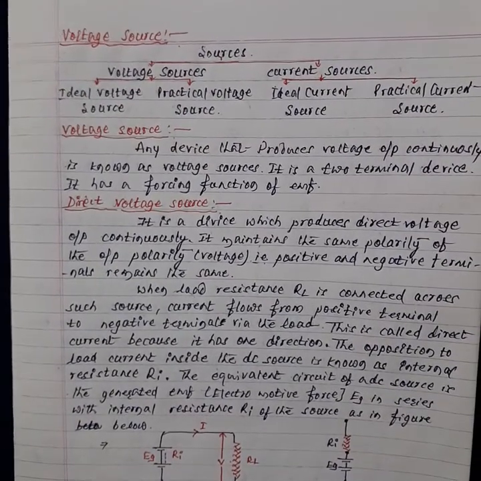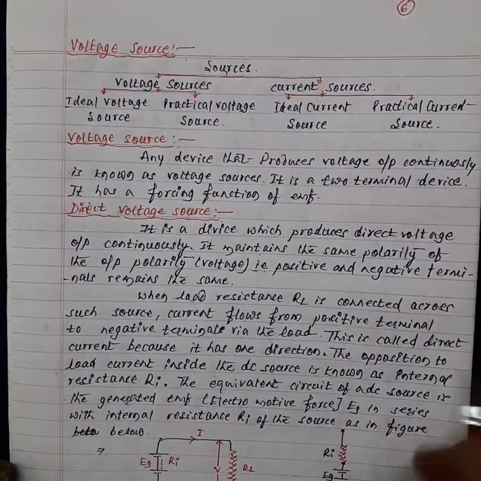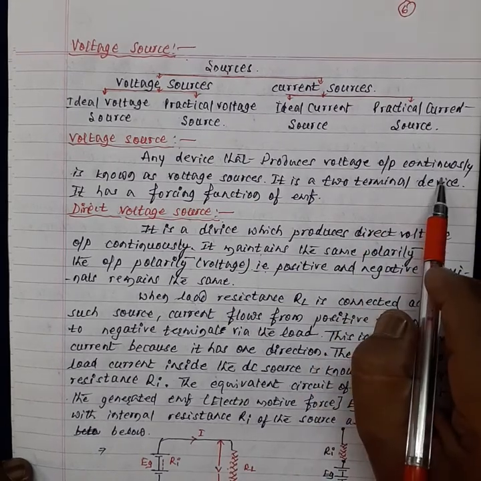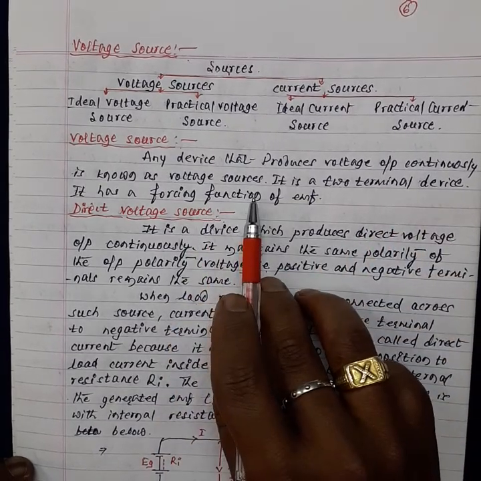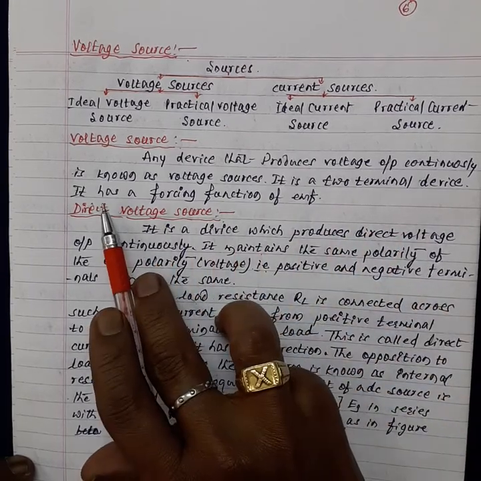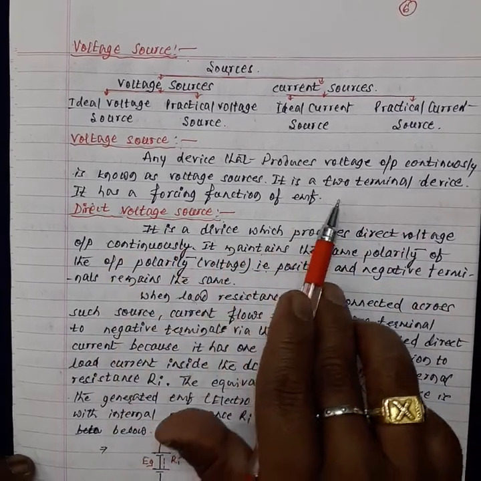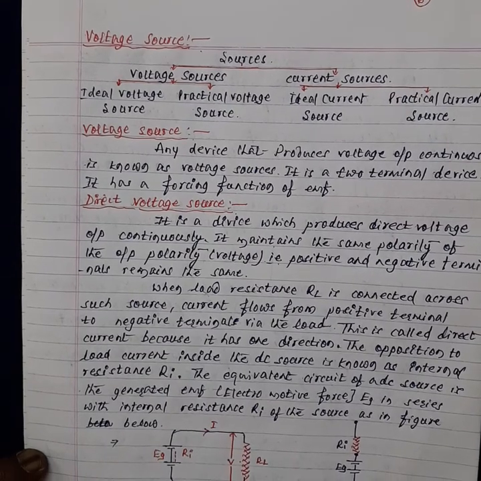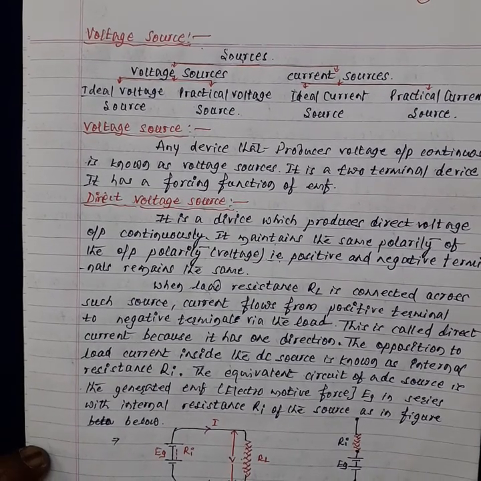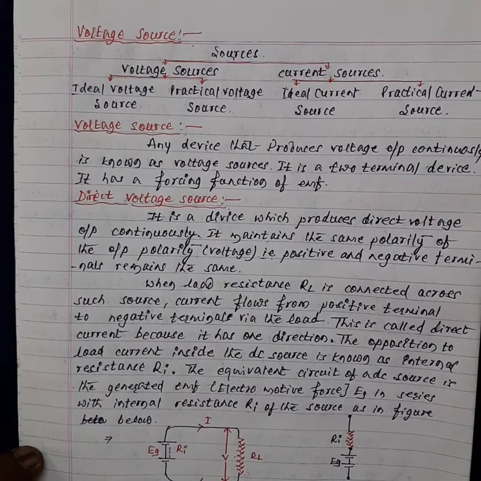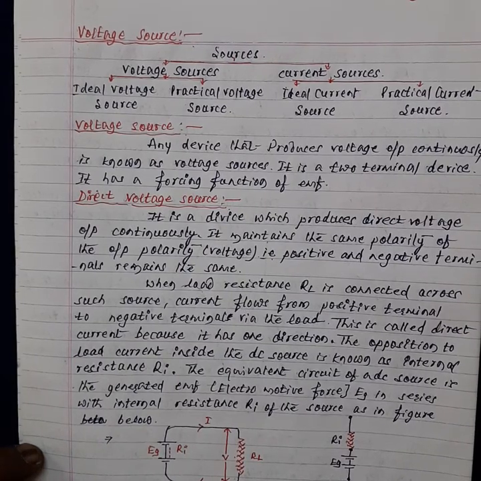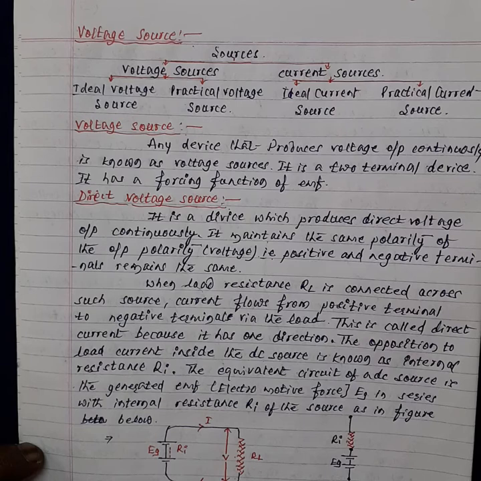Any device that produces voltage output continuously is known as a voltage source. It is a two-terminal device and it has a forcing function of EMF. So we have the direct voltage source. It is the device which produces direct voltage output continuously. It maintains the same output polarity, that is, the positive and negative terminals remain the same.